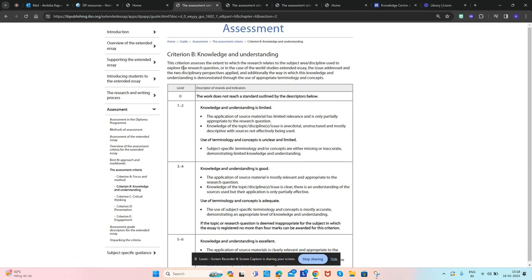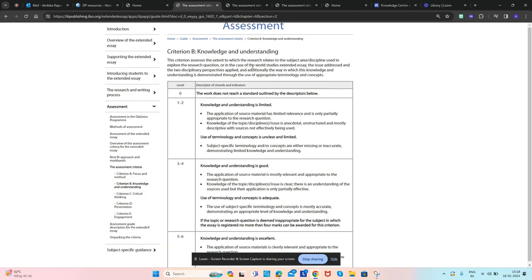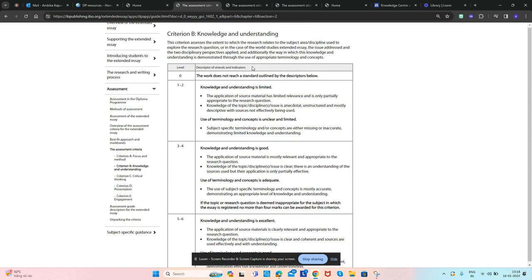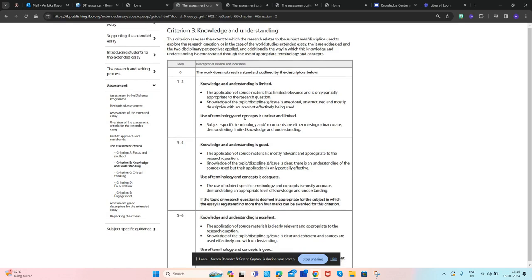the knowledge and understanding is assessed. If you look here, this criterion assesses the extent to which the research relates to the subject area or discipline used to explore the research question. So a child who is writing a research question should have good knowledge and understanding of the topic being researched, and good usage of terminology and concepts in the essay, or has demonstrated appropriate terminology and concepts.